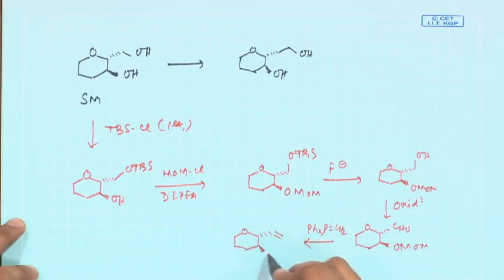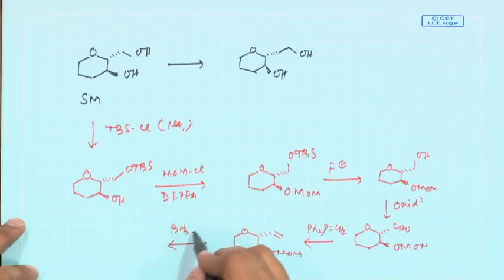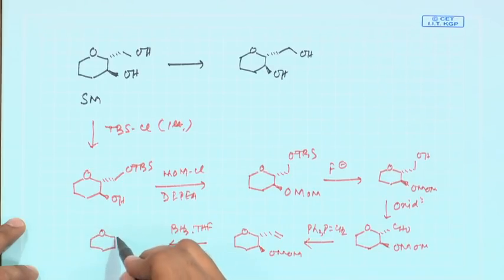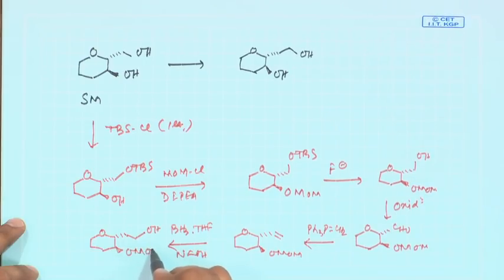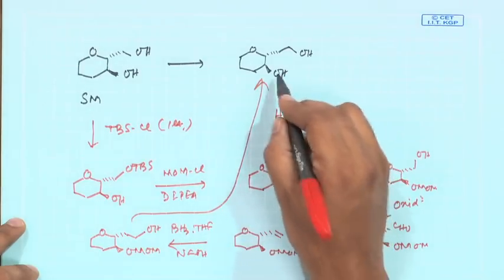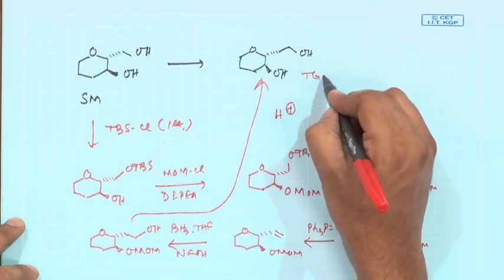So, we are basically close. So, 1 carbon extension was almost done. Now, you do a hydroboration reaction, BH3 THF, sodium hydroxide. Once you do the hydroboration, you basically get CH2OH, and this MOM is there. Now, you try to remove this MOM group by some acid catalyst, and that will basically give you your target molecule.